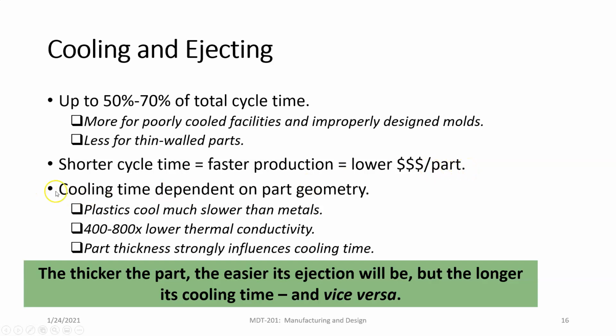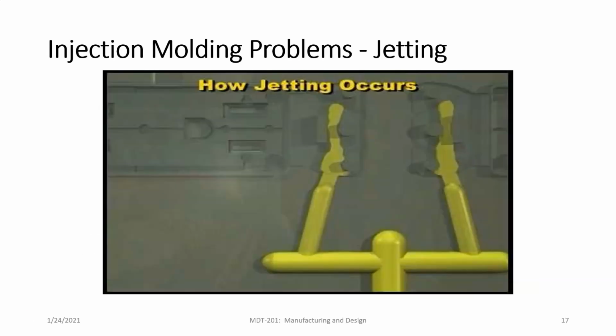So cooling time is dependent on part geometry. Plastics cool much slower than metals, right? 400 to 800 times lower thermal conductivity for plastics. And part thickness strongly influences cooling time. So the thicker the part, the easier its ejection will be, right? Because it's not going to be floppy, but the longer its cooling time. So it's a little bit of a trade-off here. As I think we've seen with most of the manufacturing processes so far, there's always a trade-off.